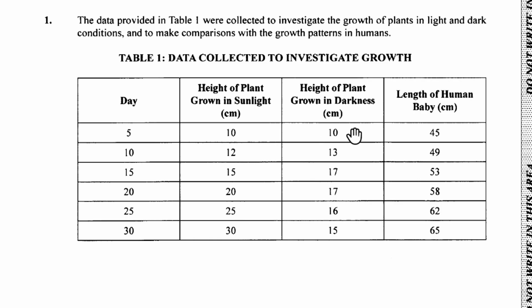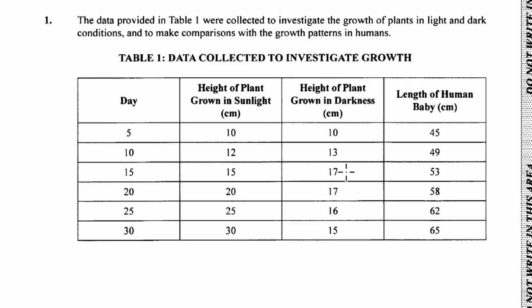As for the height of the plant grown in darkness, we could see that there's a greater increase in the beginning because here's 10 to 12, a gain of 2 centimeters. Here we have a gain of 3. And then here we have a gain of 3 centimeters. Here we have a gain of 4. So there's a more rapid increase in the beginning for the plant grown in darkness. So that's interesting, but we'll explain that just now.